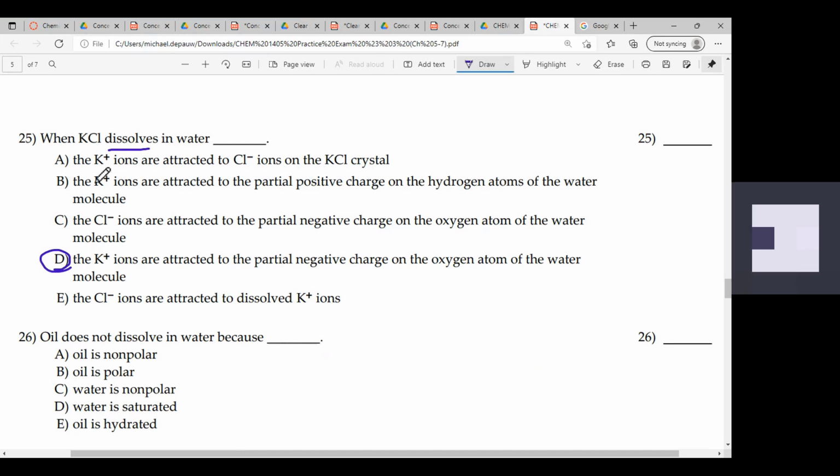So in other words, if B had said Cl minus, then that would have been correct. But they said K plus is attracted to the positive. Well, positive ions are not attracted to positives. Like charges repel, opposites attract. Does that make sense? That's a tricky question.